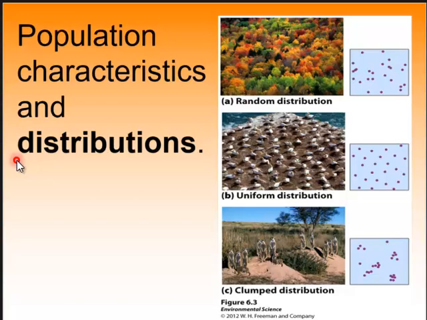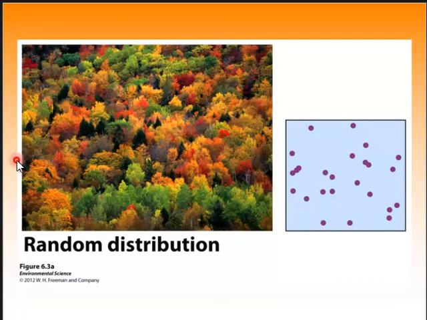Population characteristics and distributions can happen randomly. We can see them with no pattern, randomly. We can see them in a definitely uniform distribution pattern. And meerkats are a cute little example of clump distributions. We also look at sex ratio and age ratio.